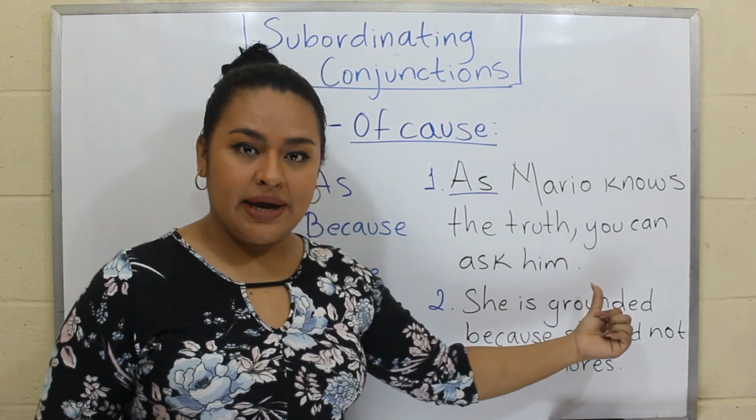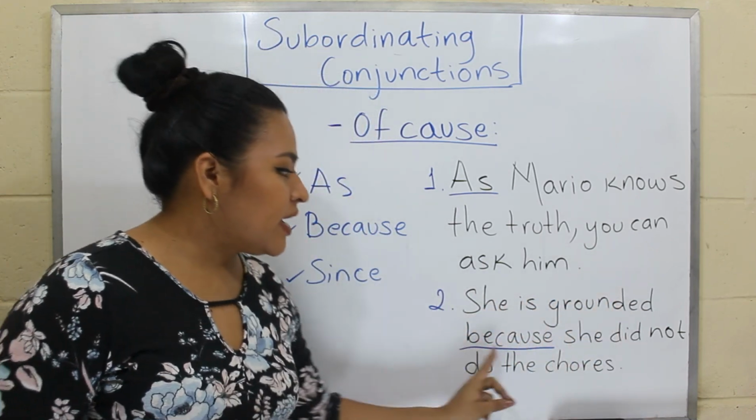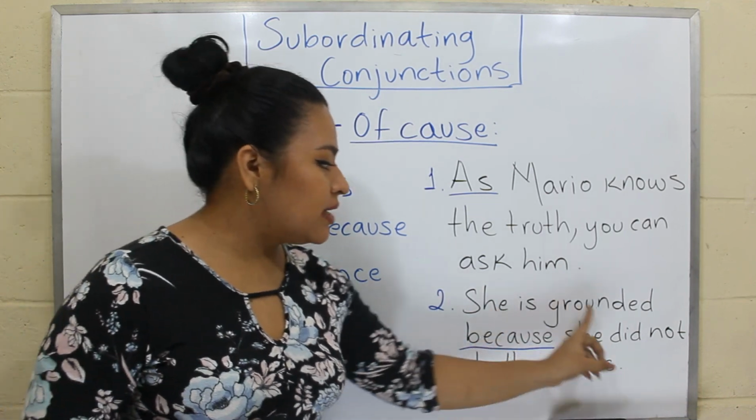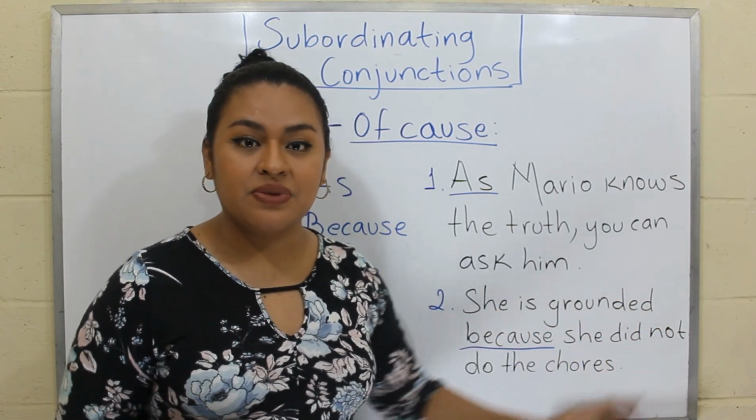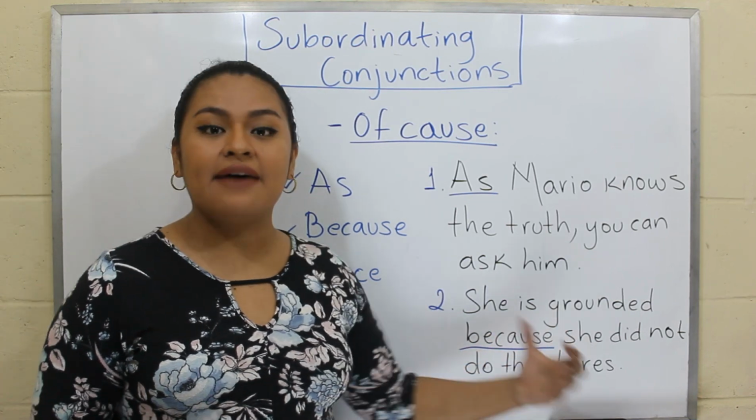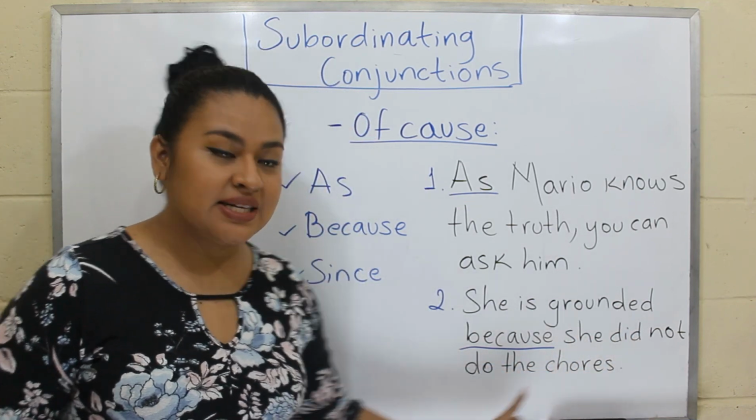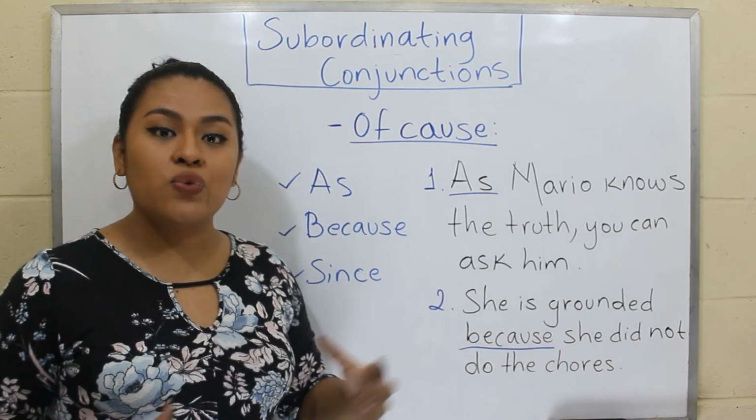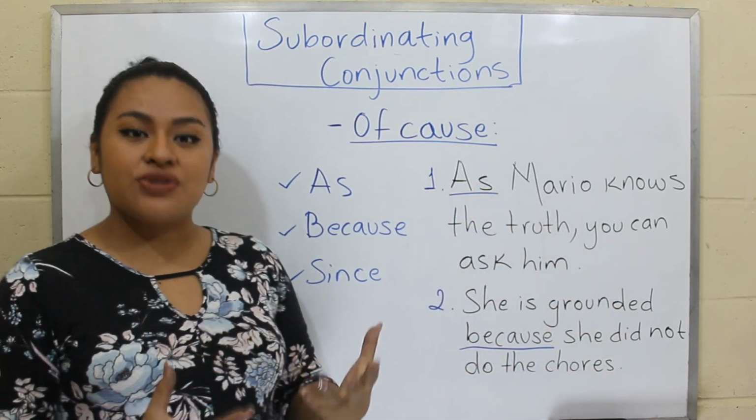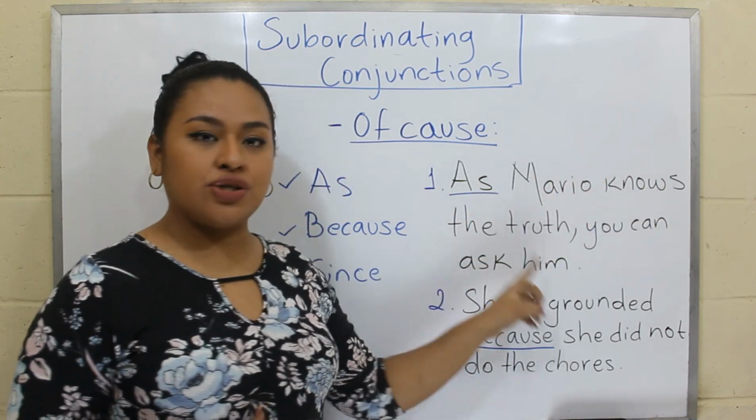You can ask him. Then in the next example, she is grounded because she did not do the chores. First we have the main clause, she is grounded. Then we have the subordinator because. And finally, we have the subordinating clause, she did not do the chores. This is the extra information we are adding to the main clause. And in this example, the extra information we are adding is as Mario knows the truth.